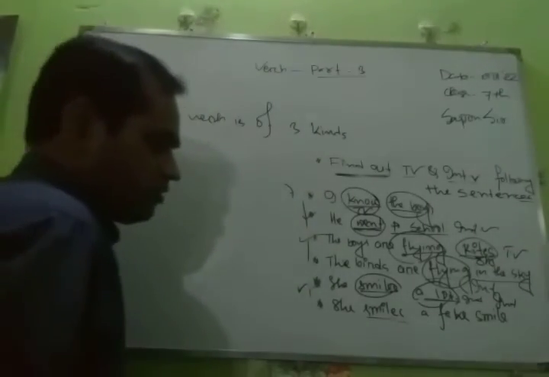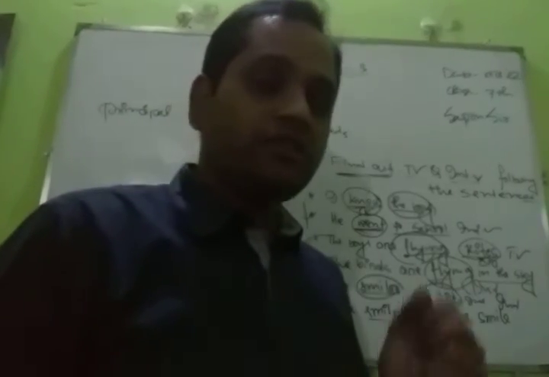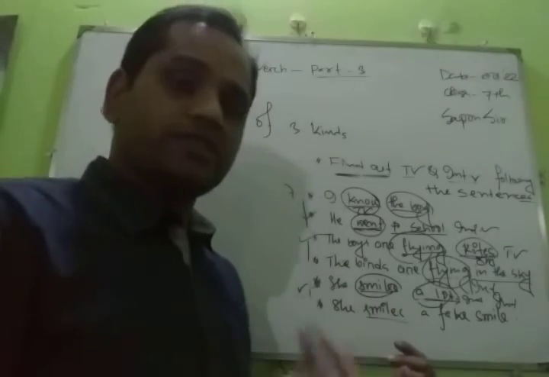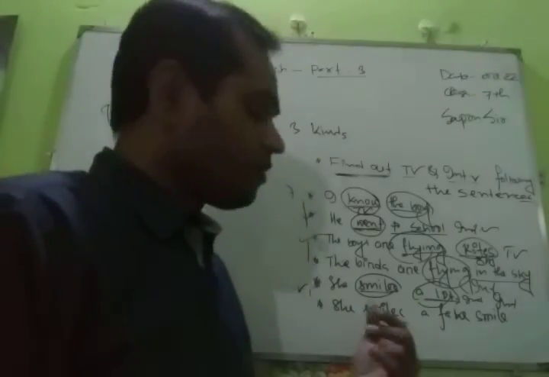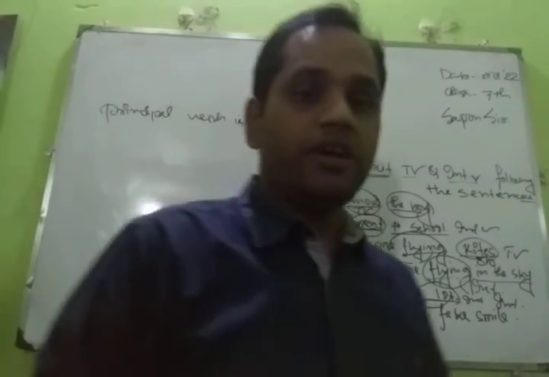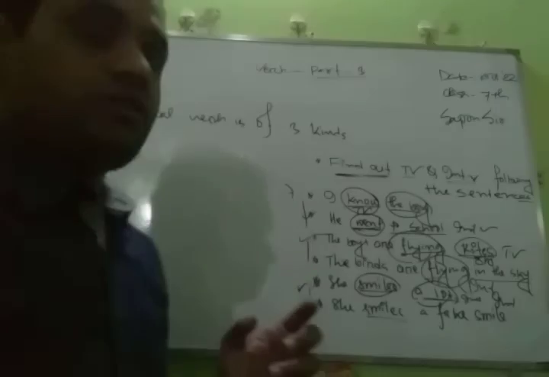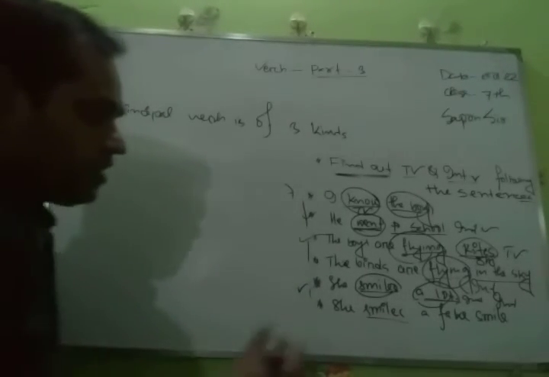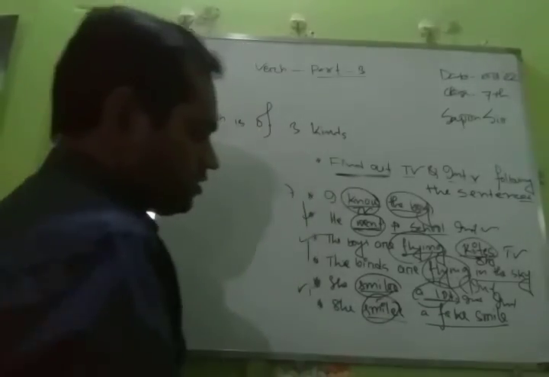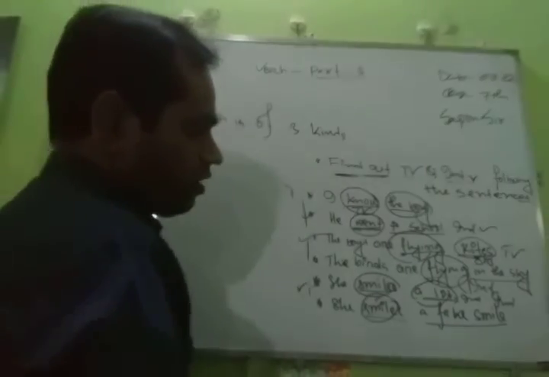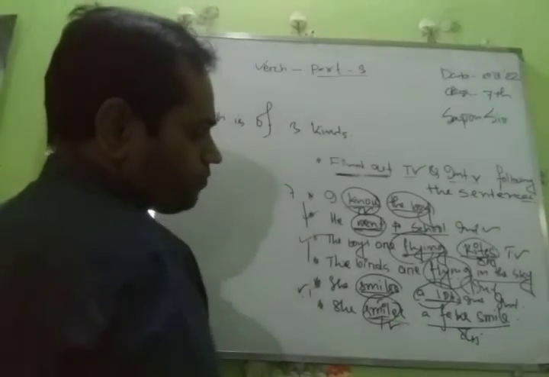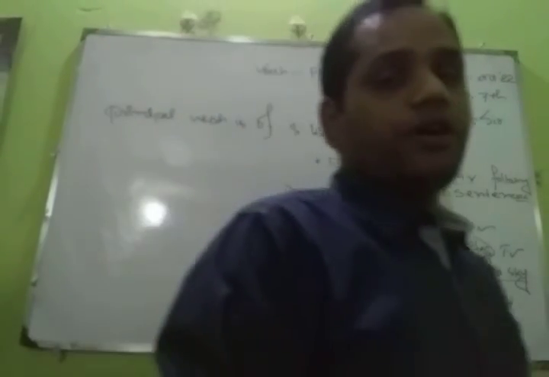Last one. The same verbs can be transitive and intransitive. If the object is available, that verb is called transitive. If the object is not available, that verb is called intransitive. It is a very easy way to find out the transitive and intransitive verb. Have you got it? Very good. She smiles a fake smile. Smiles what? A fake smile. Object is available. That verb is called the transitive verb.